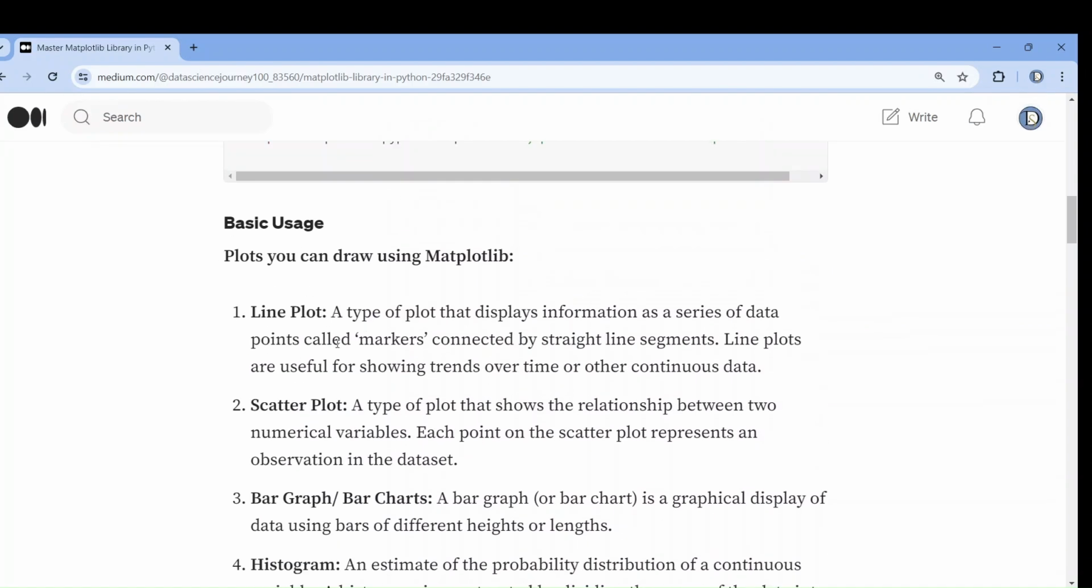First one is the line plot. A line plot means data points, called markers, connected by a straight line. It is mainly used to show trends over time or other continuous data, like whether it is increasing or decreasing. That is what a line plot was.